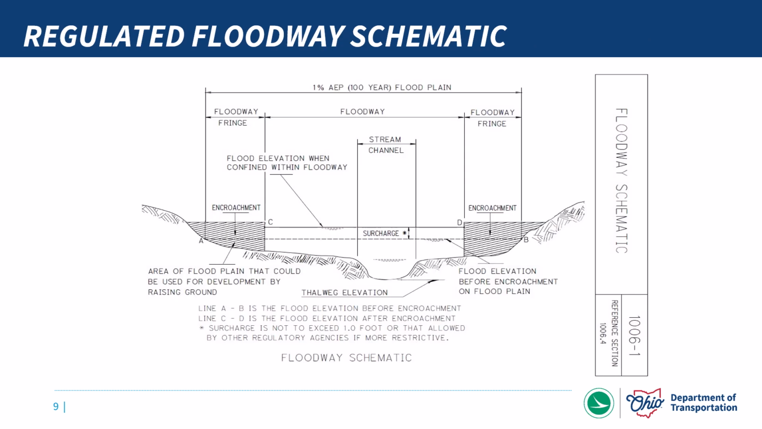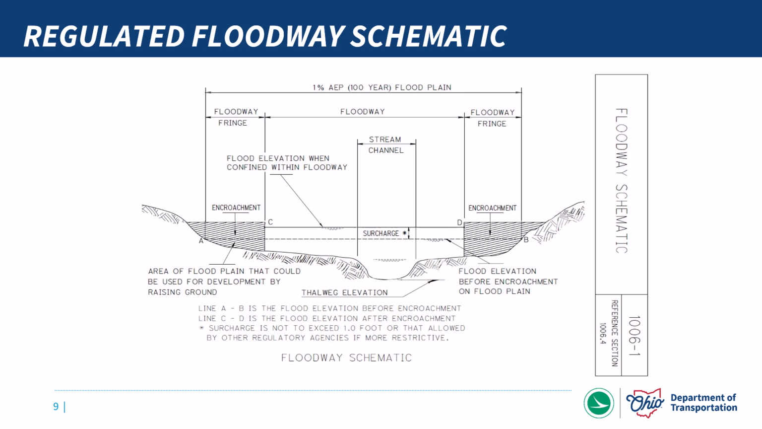So let's look at a regulated floodway schematic. This image is available in several FEMA publications, and this is also in our location design manual as figure 1006-1. But what it shows is, for the 1% flood, the boundary that will be inundated with that flood water. And that's the line AB in this particular schematic.